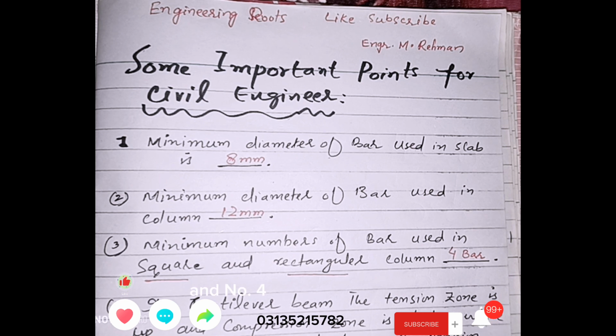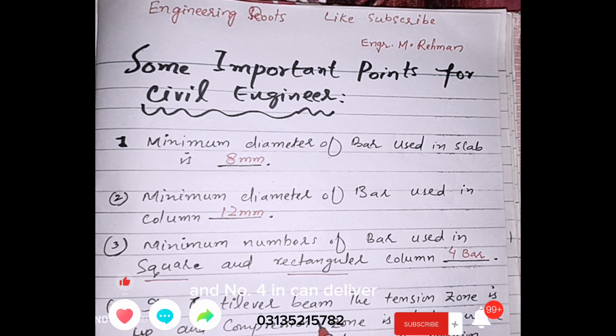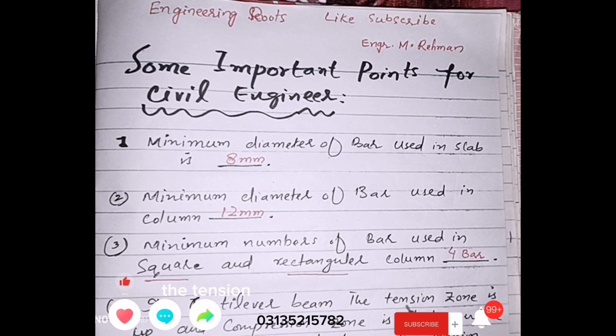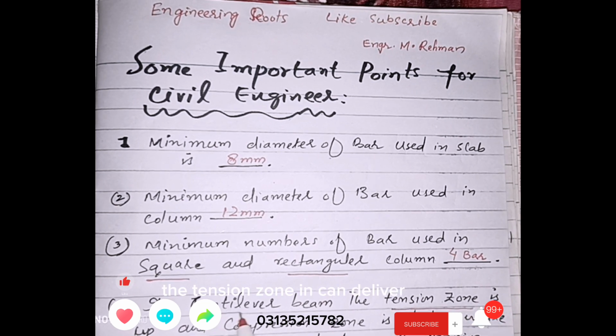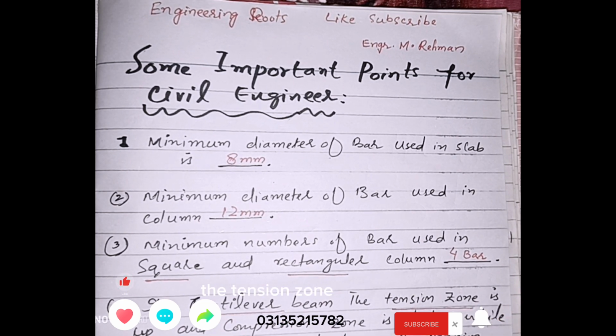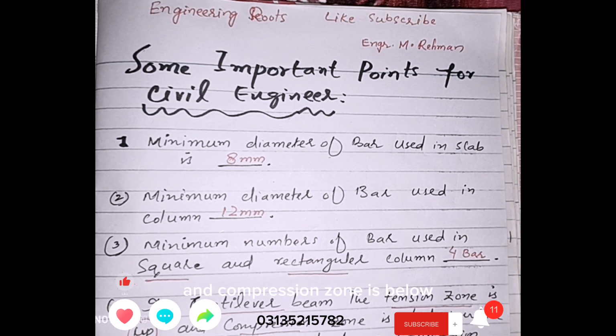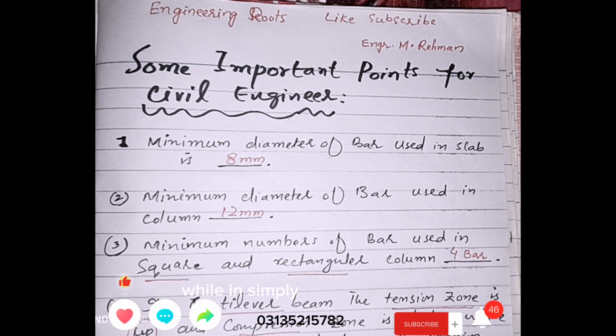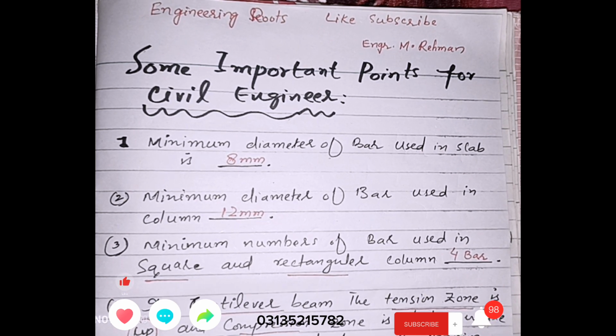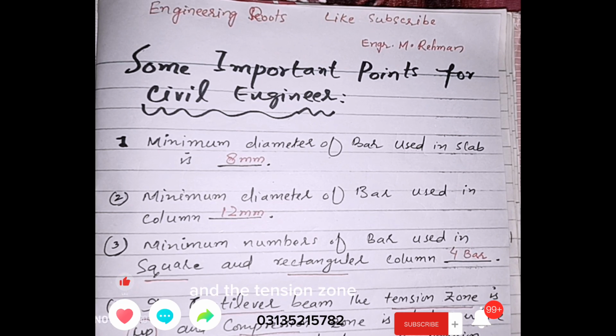And number 4, in a cantilever beam the tension zone is upward and the compression zone is below, while in a simply supported beam the compression zone is above and the tension zone is below.